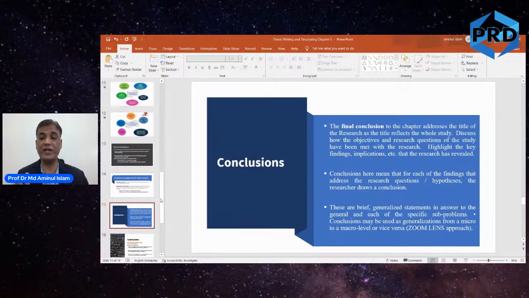Conclusion here means that for each of the findings addressed, the research question and hypothesis, you also draw a conclusion to it. All right, because you are making a conclusion, this should be very brief. Generalized statements answering, in general, the specific research questions you have. That's what we call the zoom lens approach. You are going from micro to macro, or going from macro down to micro. That's what I would prefer.